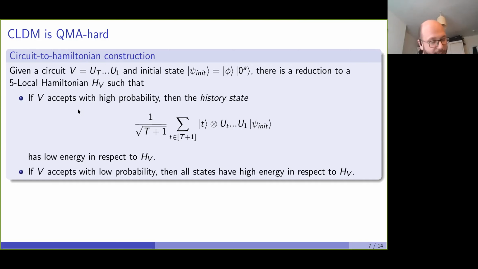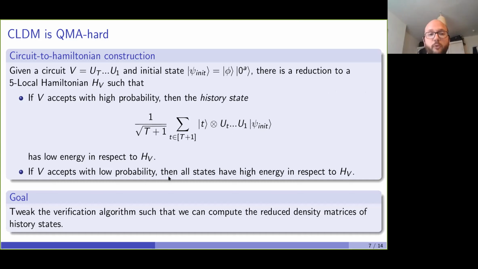And what Kitaev also showed is that if V accepts the initial state with low probability for all states phi, then actually all states have high energy with respect to this Hamiltonian HV. So ideally, we would like to have a classical algorithm that computes the reduced matrices of the history state, but unfortunately, we don't know how to do that. Our goal here is to tweak this verification system in a way that, whenever you consider its history state, there is a classical algorithm that allows us to compute the reduced matrices.